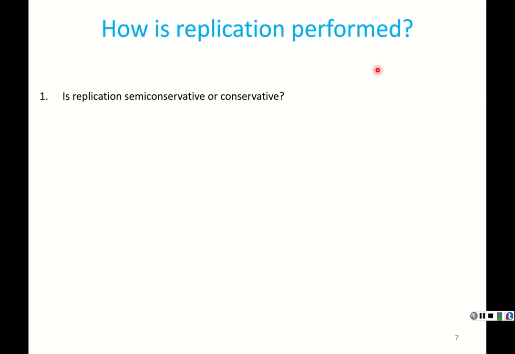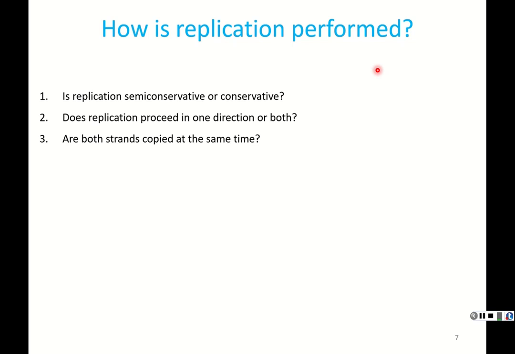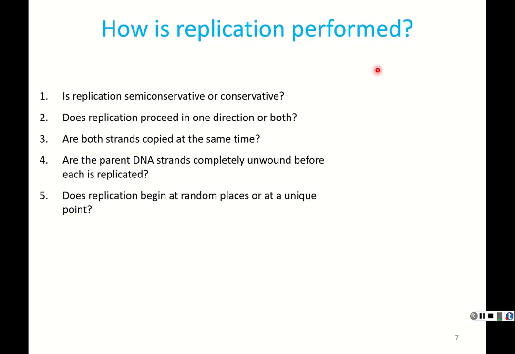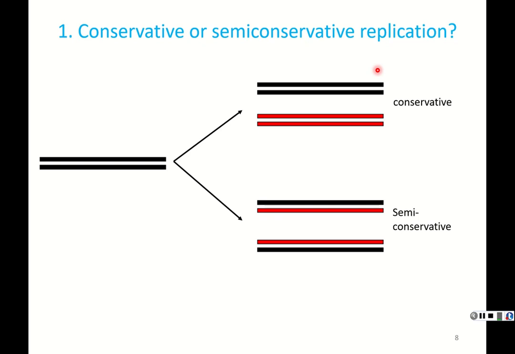And is that replication semi-conservative or conservative? Does the replication proceed in one direction, or does it proceed in both directions? Okay, are both strands copied at the same time, or one strand copied and then the next strand? Are the parent DNA strands completely unwound before each is replicated, or does the unwinding and replication occur at the same time? Does replication begin at random places or at unique points? Okay, those were the real questions that needed to be answered.